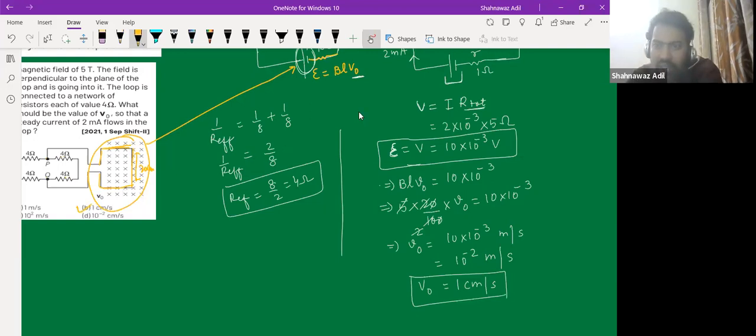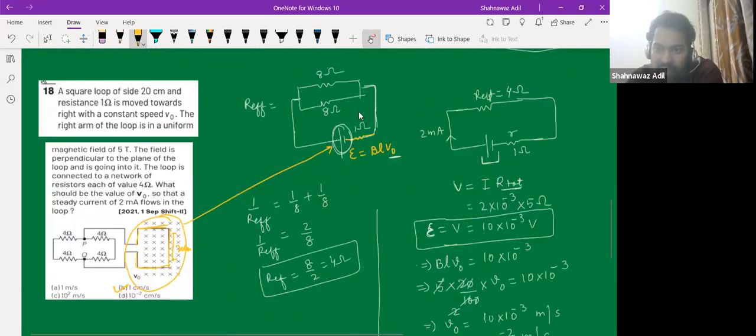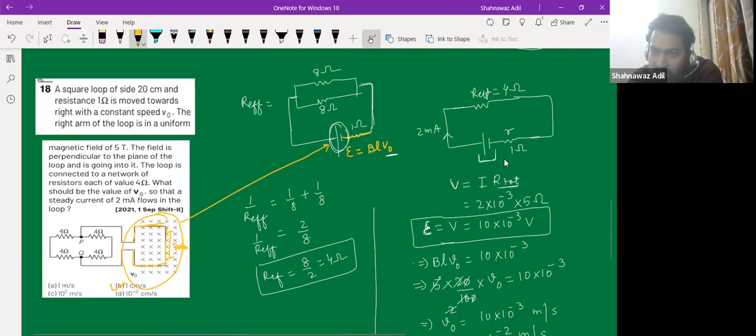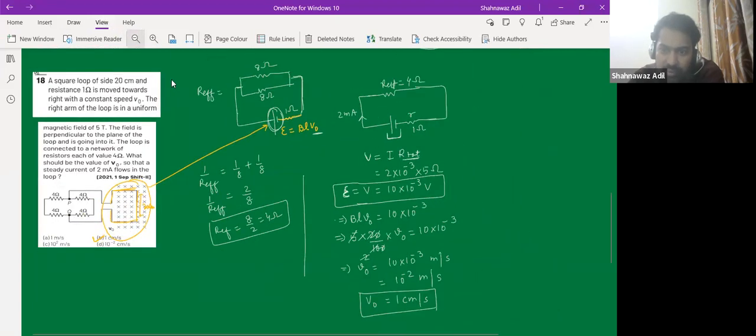Is this thing clear, Tarif? First, we calculate the amount of voltage that we require for 2 milliampere current and for this effective resistance. That is the goal. Then we calculate this voltage, compare this with the EMF, right? Because this part is generating EMF, which is equal to B L V. So is this thing clear to you, Tarif? Is this thing clear?